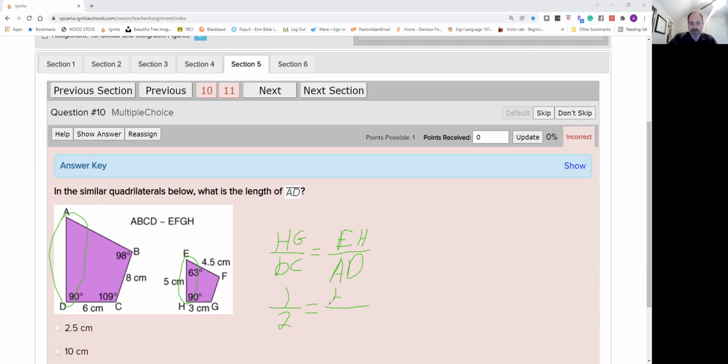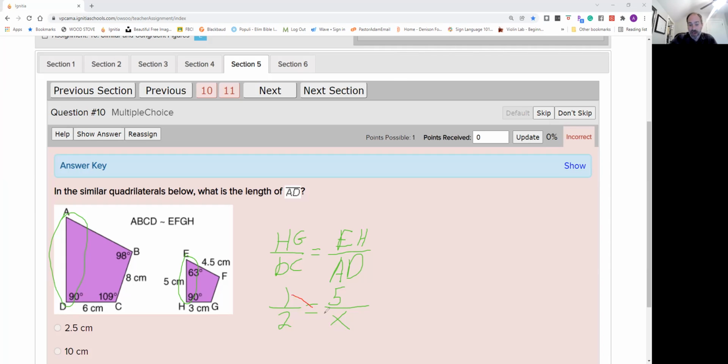EH I know is 5 centimeters, right? But I don't know what AD is. So I'm just going to put an X for AD. Now I'm going to solve for the X. And what I can do here, and the beauty of this is that I can now use cross multiplication to determine what X is. Let me just use a different color here so we can distinguish this.